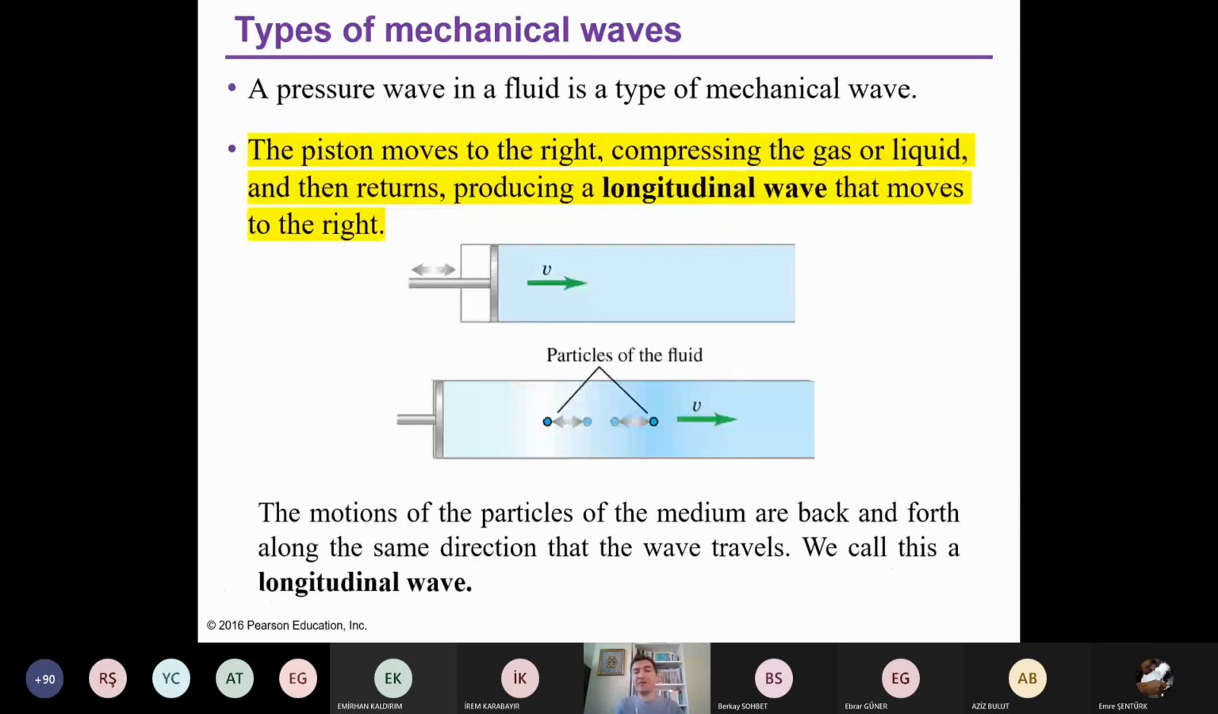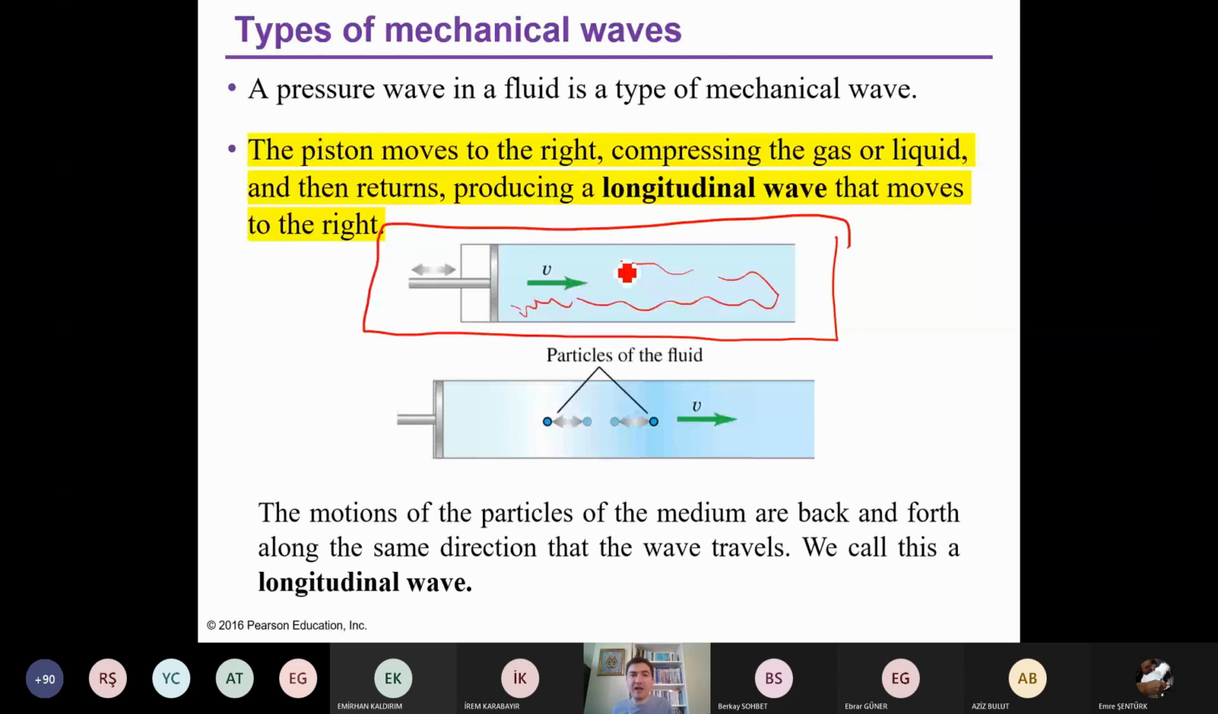Okay, then let me discuss the longitudinal wave. Here you see a piston, okay? Within this picture, we have a piston and we have liquid. You can consider oil, okay? Within this tube, we have liquid. And then by applying force on this piston, you can move the piston to the right, okay?